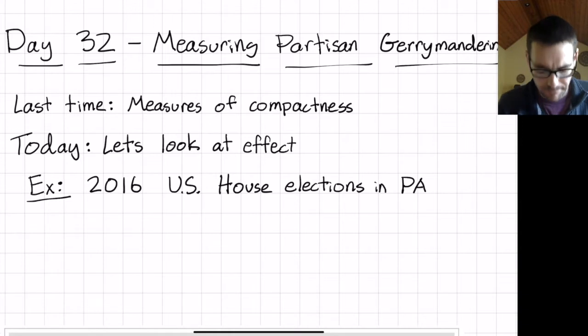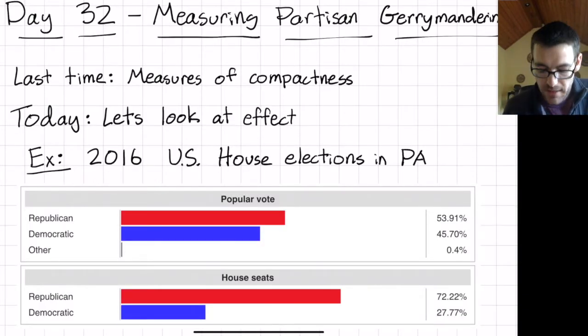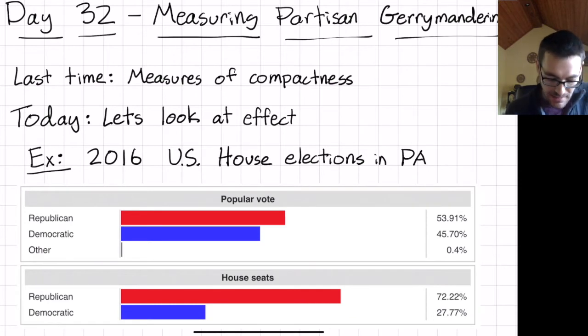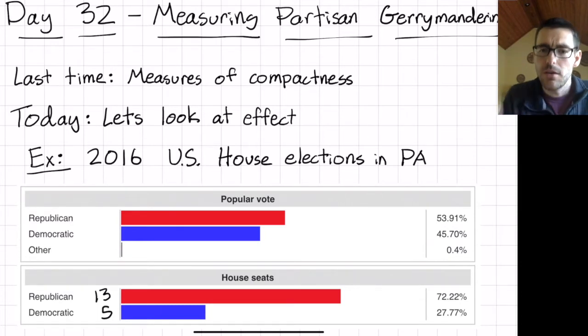What do we see? So in 2016, in all of the House races across the state of Pennsylvania, the Republican candidates won collectively 53% of the vote versus 45% of the vote for the Democrats. Okay, so that year, the state went a little bit more Republican than Democrat. However, if you look at the actual results, out of the 18 races, Republicans ended up winning 13 of the congressional seats to only 5 of the Democratic seats. So the results far more heavily favored the Republicans than the actual votes.